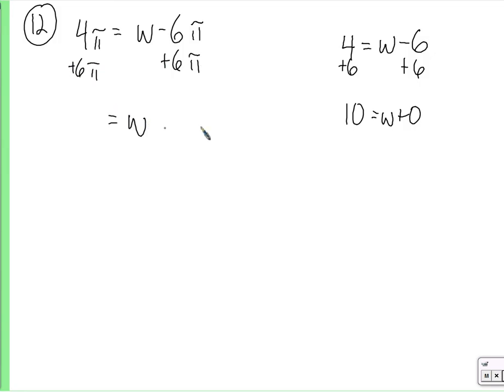Okay. So now we have w plus 0. We kind of fall off writing that plus zero step or that one times w step. It's just w now. And what is 4 pi plus 6 pi? 10 pi.